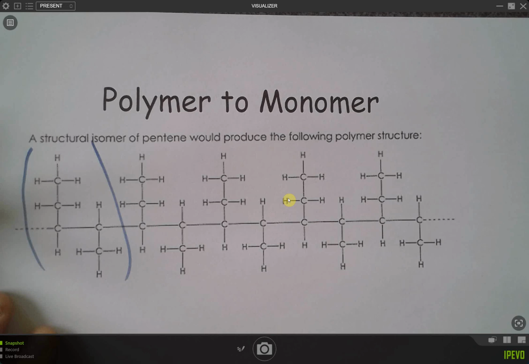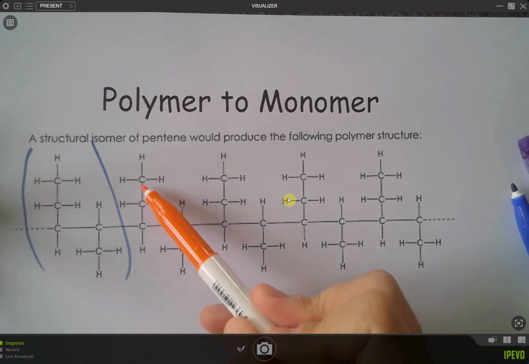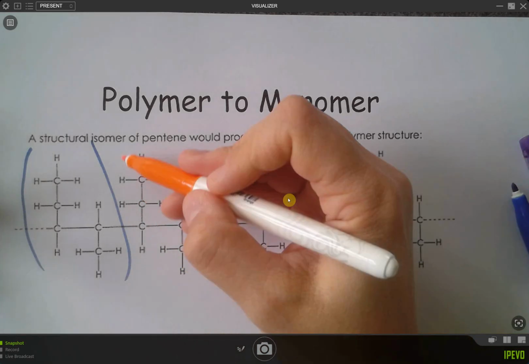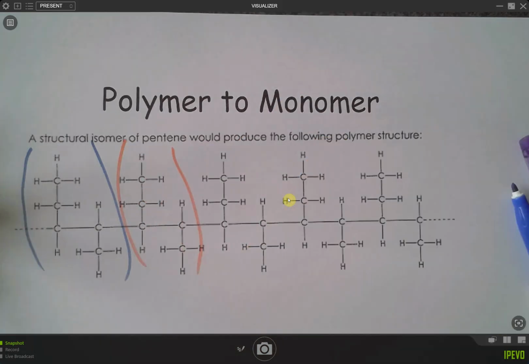Do you see how I got that? You want me to run through it again? Okay? You're looking for a pattern. So in this case, I notice that I have the ethyl branch coming off and the methyl branch, and so that's the structure that keeps coming back again and again.